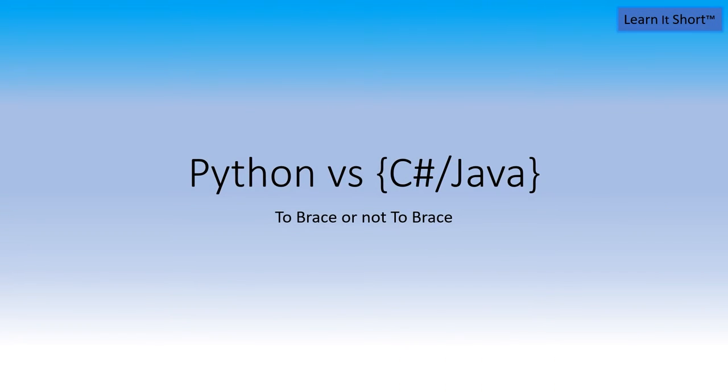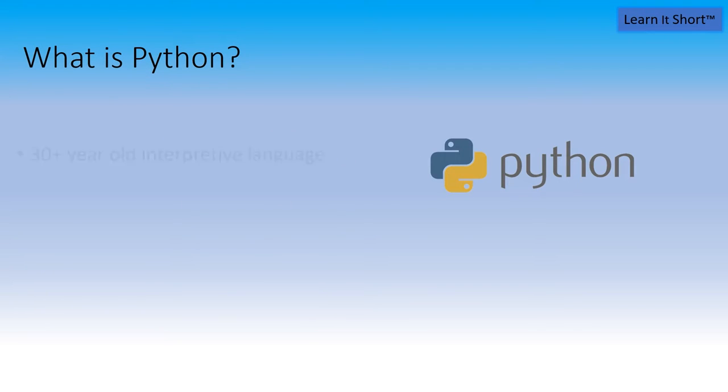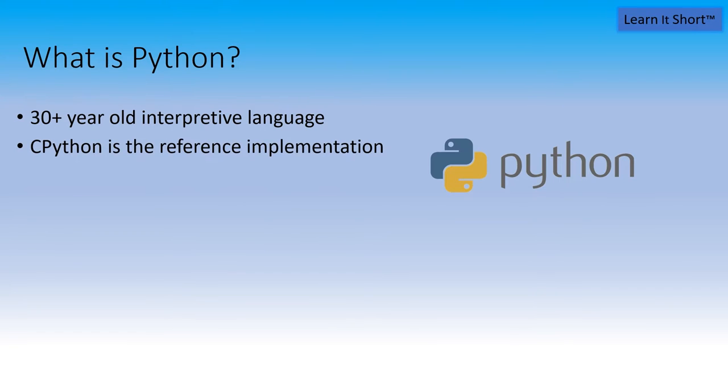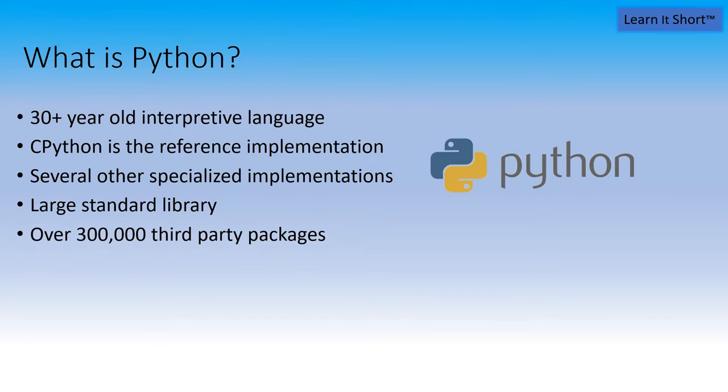All right, let's start with Python. It's older than both Java and C#. Python is an interpretive language with several implementations, including a translator to C. These various implementations are for different specializations of Python. The reference implementation, known as CPython, itself is written in C. Python has a large standard library, as well as a plethora of third-party packages. I just love saying plethora.